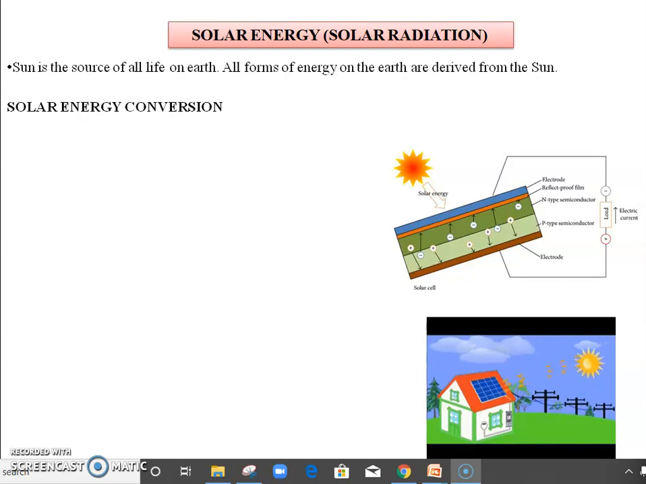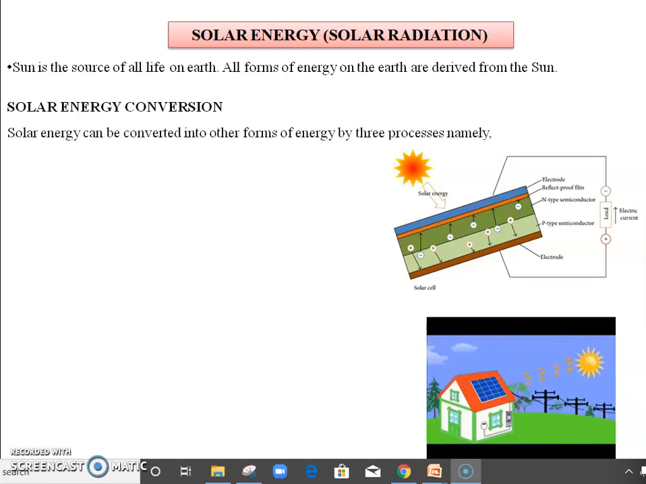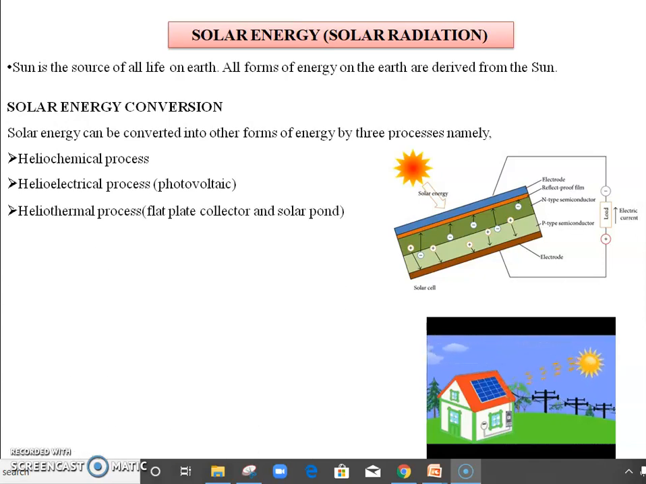Generally, solar energy can be converted into other forms of energy by three possible processes, namely the heliochemical process, the helioelectrical process, and the heliothermal process.